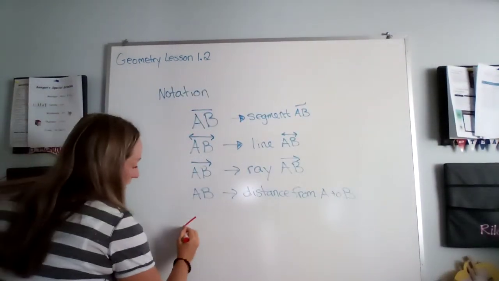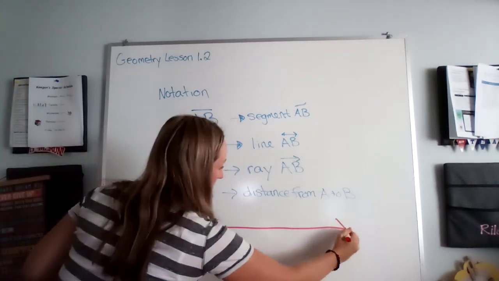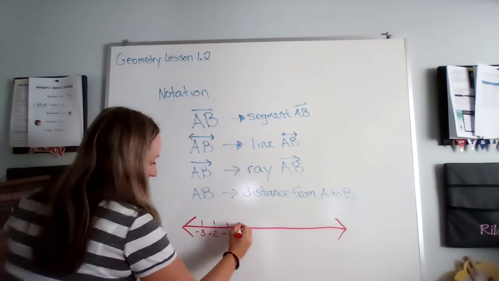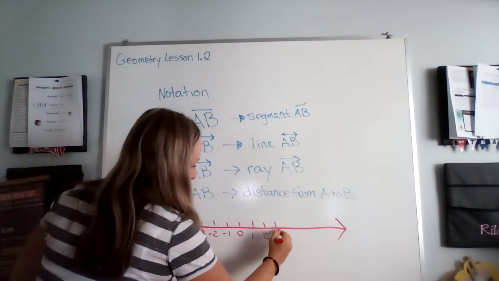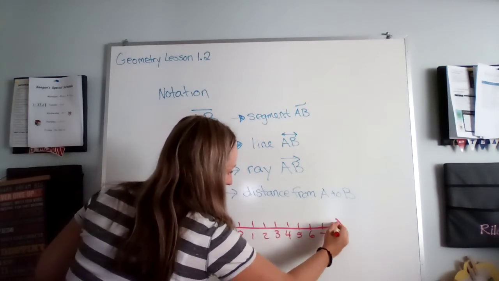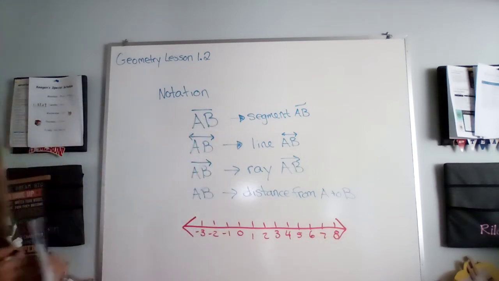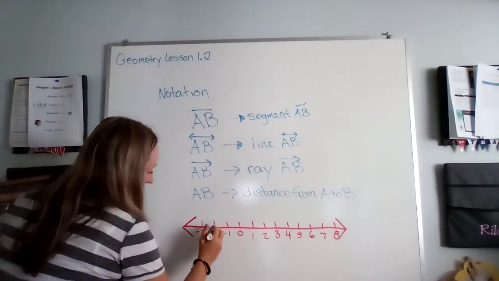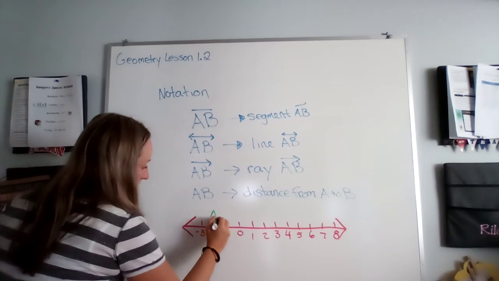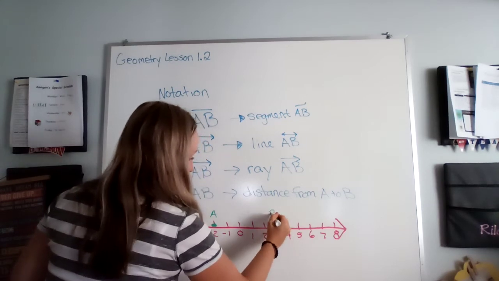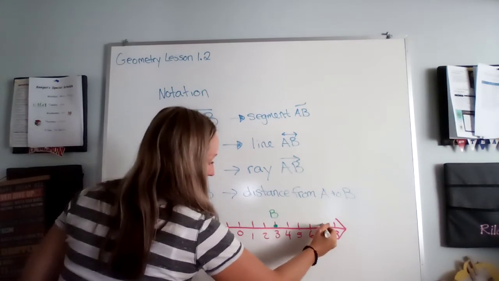So if I have a number line, all right, and I'll go from -3 to 8. All right. Now, if I plot some points on this number line, so let's say I put point A at -2. We'll put point B at 3. And I'll just put another point C at 7.